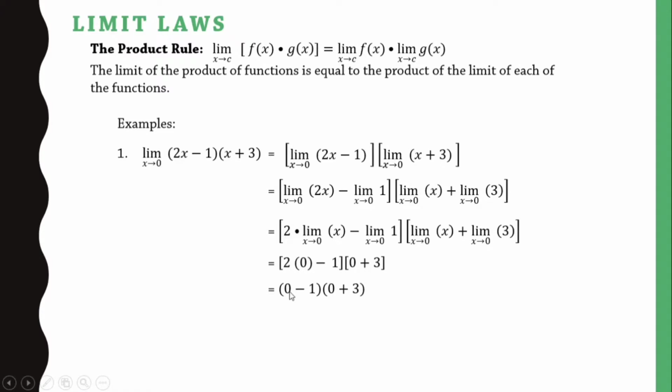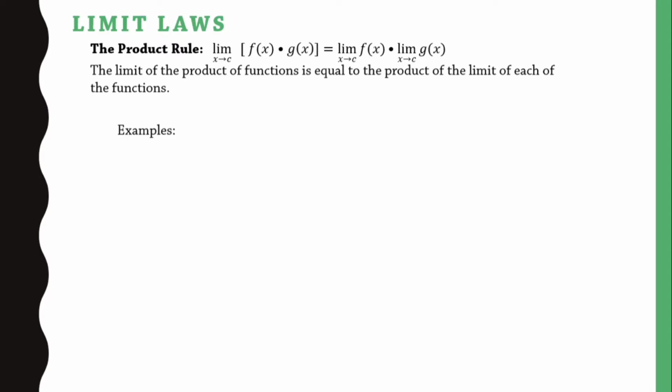So 2 times 0 is 0, minus 1, times 0 plus 3. 0 minus 1 is negative 1 and 0 plus 3 is positive 3. Negative 1 times positive 3 is equal to negative 3. So the limit of 2x minus 1 times x plus 3 as x approaches 0 is equal to negative 3.